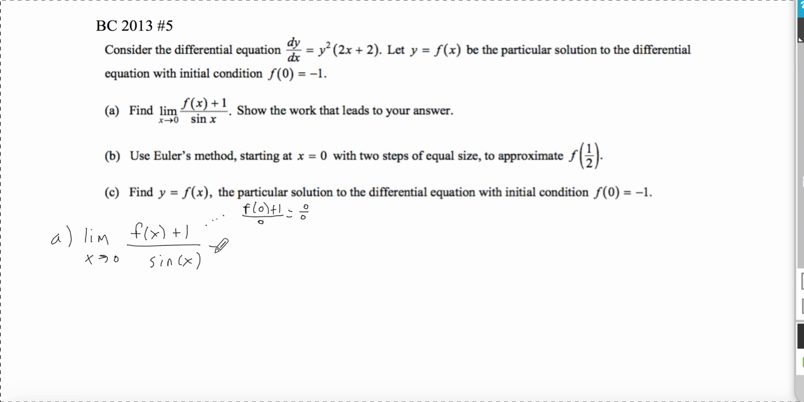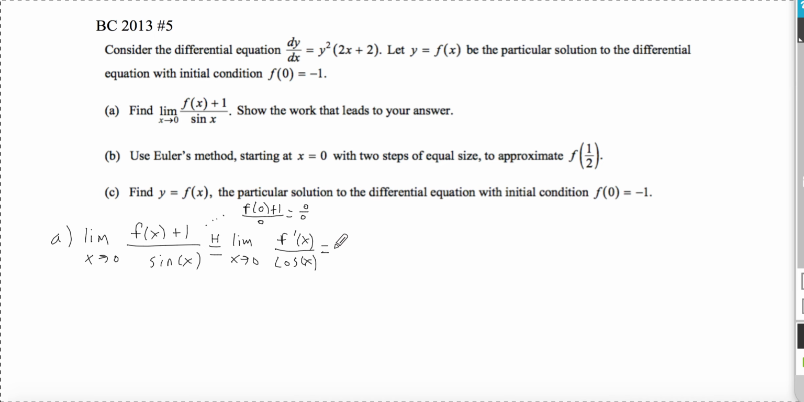As soon as I see that, I know, hey, this is a L'Hopital's rule question. Hint, hint, if you see something set up like this, it's probably a L'Hopital's rule question anyway, if they're asking this to us on an FRQ. What does L'Hopital's rule say? Take the derivative of the top and bottom and try that limit again. So what's the derivative of f of x? It is f prime of x. What's the derivative of 1? It's 0, so it goes away. What's the derivative of sine of x? It's cosine of x.